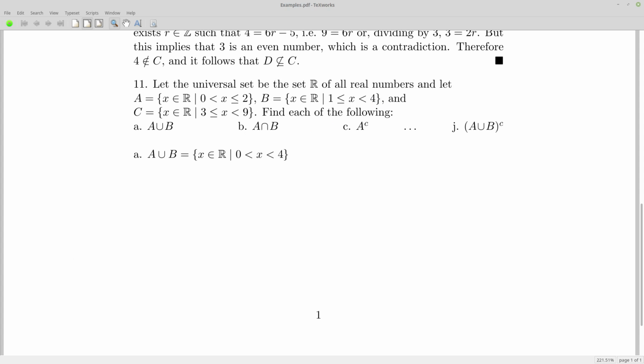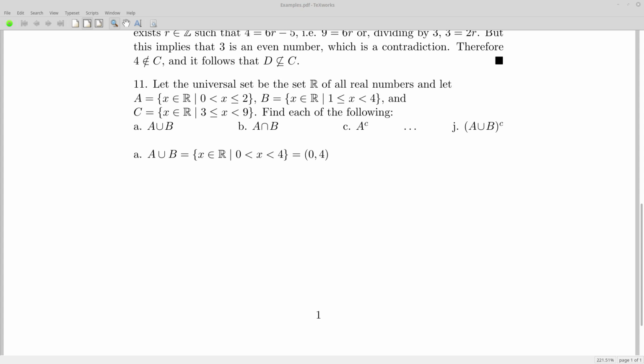We can also write this in interval notation, which I'll do now. It's the interval from 0 to 4 with parentheses because neither endpoint is included. Okay, I'm going to move along quickly with these.